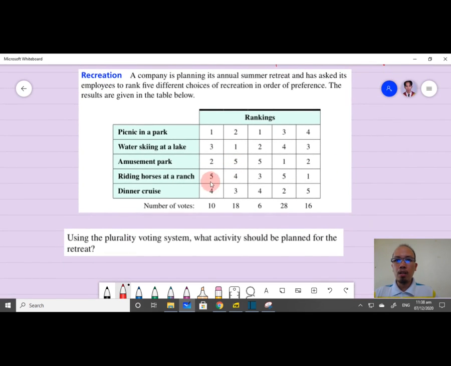So I already discussed the meaning of this table. Let me recall: with these 10 voters here, this means that this is their preference. For them, top 1 is the picnic in a park, top 2 is amusement park, top 3 is water skiing at a lake, top 4 we have dinner cruise, and top 5 we have riding horses at a ranch. The same is true for 18, 16, 28, and 16. You can do the same analogy.